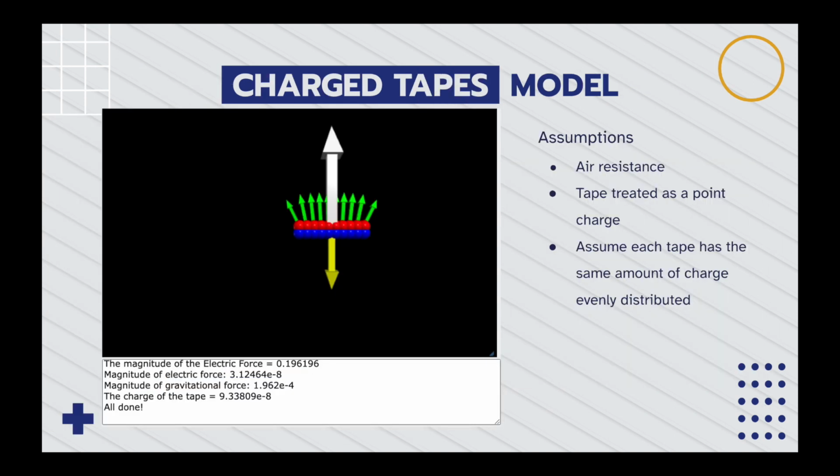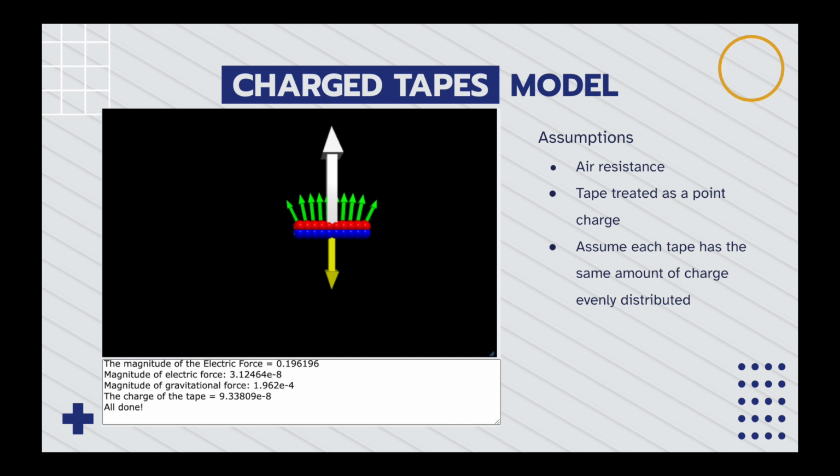The 3D model of the tape is shown here on this slide. According to the computational model, the charge on the tape was equal to 9.33 times 10 to the negative 8th coulombs. And in order to make this calculation, only one assumption was made, which was to assume that each tape had the same amount of charge and that it was evenly distributed along the line of charge.